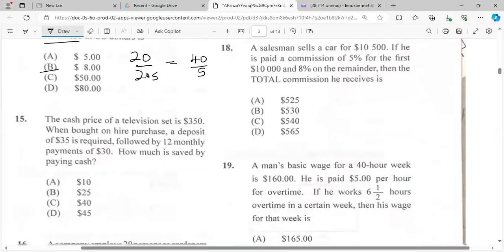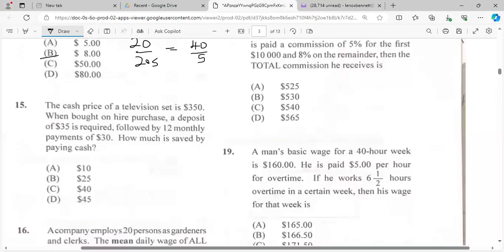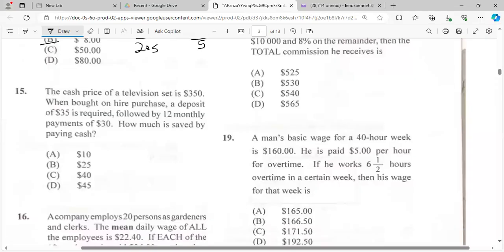Alright, 15 says the cash price of a television set is $250. When bought on hire purchase, a deposit of $35 is required, followed by 12 monthly payments of $30. How much would you save by paying cash? So first work out the hire purchase. So the deposit, if you do your POA on hire purchase, you should be able to do this quite easily.